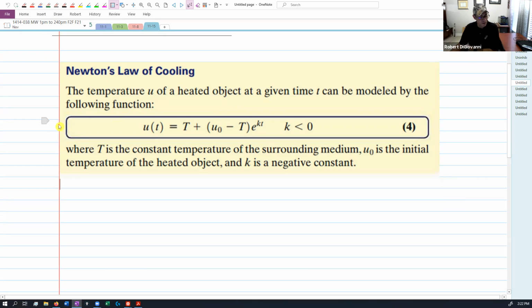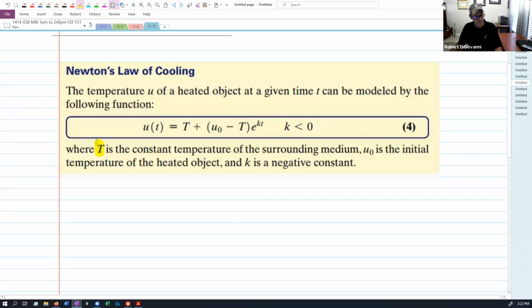So let's just read through this. The temperature U of a heated object at a given time t can be modeled by the following function. U of t equals capital T plus U naught minus T times e to the kt, where k is a negative number. Now, important things to note here.